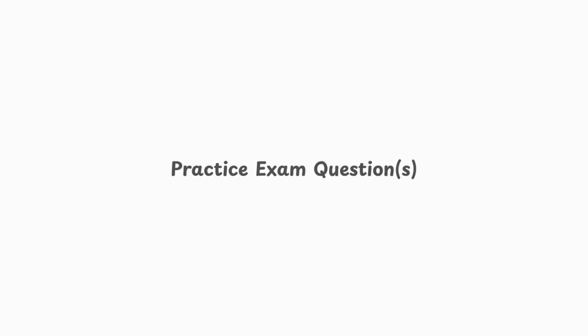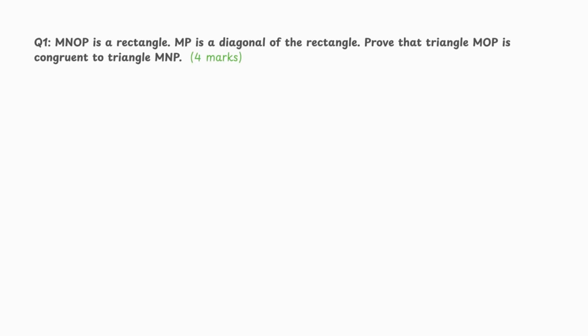Now, let's dive into some exam-style practice questions. You can pause the video and try yourself. Question 1. MNOP is a rectangle. MP is a diagonal of the rectangle. Prove that triangle MOP is congruent to triangle MNP. This is a 4-mark question, so we must show clear reasoning step by step and justify each part.